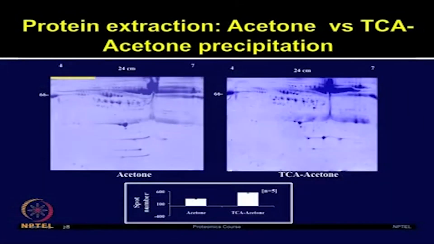So, we used a modified procedure of TCA acetone precipitation, where we used depleted, desalted and sonicated serum. We also compared the effect of acetone alone or TCA acetone precipitation. As you can see in this slide, the left one shows the overall protein spots present in the acetone alone treatment, and the right side shows the TCA acetone precipitation. Overall, more spots were resolved on the TCA acetone precipitated gel.